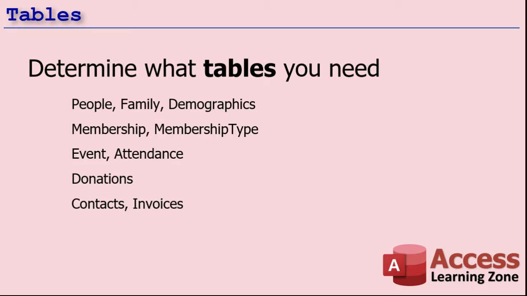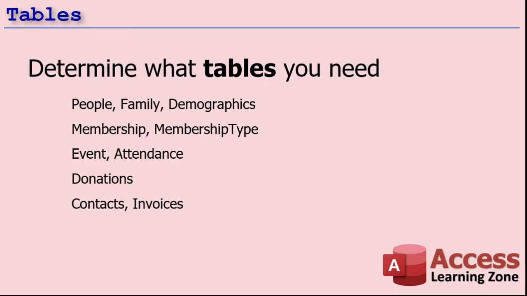All right, membership type. You get different types of memberships, whereas the actual membership table will track the specific membership information for that person. We've got events and attendance. Okay, different tables. A donations table. And we're going to do contacts and invoices.